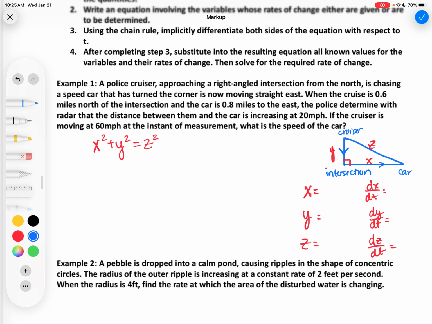So, it says that when the cruiser is 0.6 miles north of the intersection, that means y is going to be 0.6. And I'm going to put units on that because obviously final answers are going to need units. That way I can check them. And then it says the other car is 0.8 miles to the east, so that's going to be x.